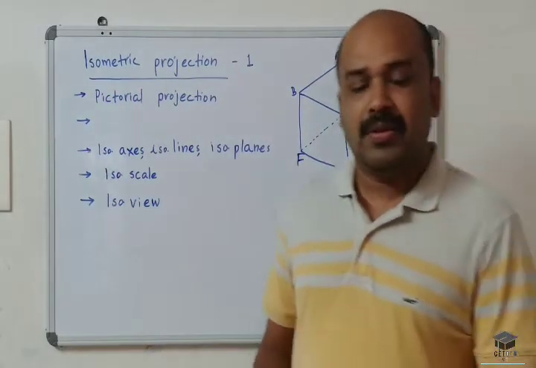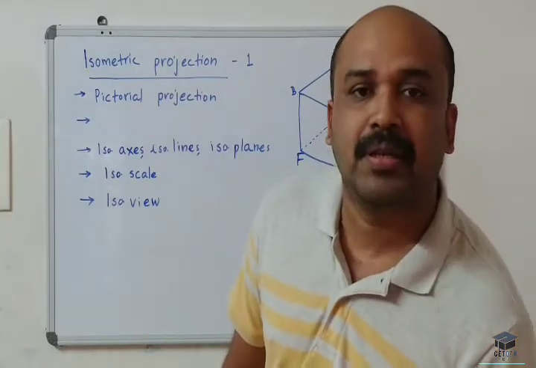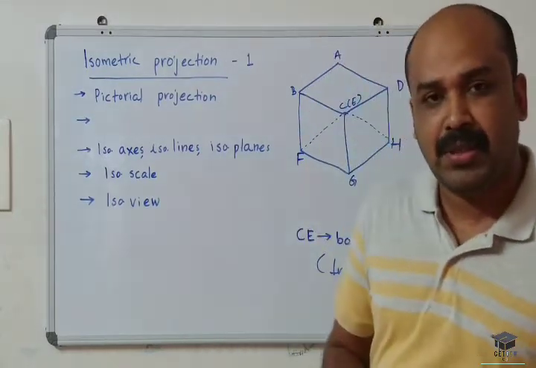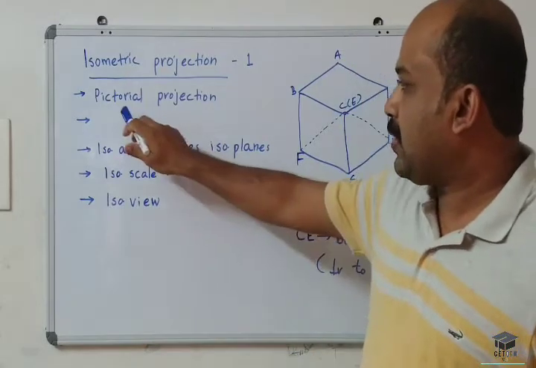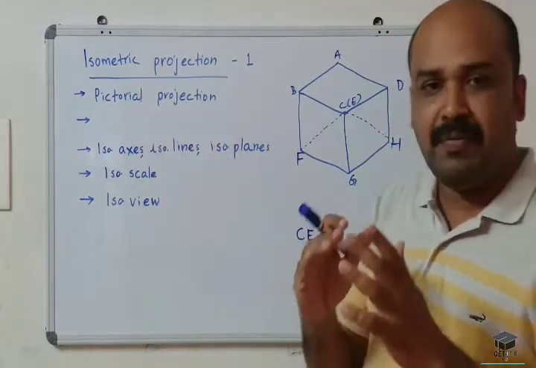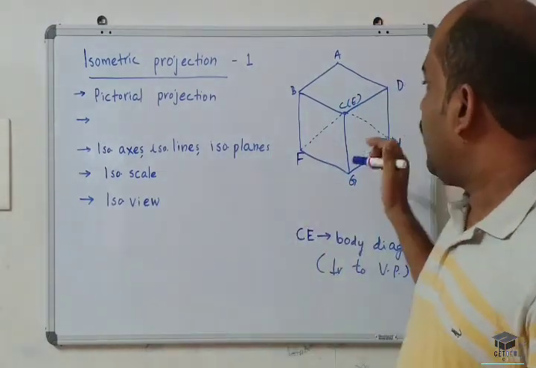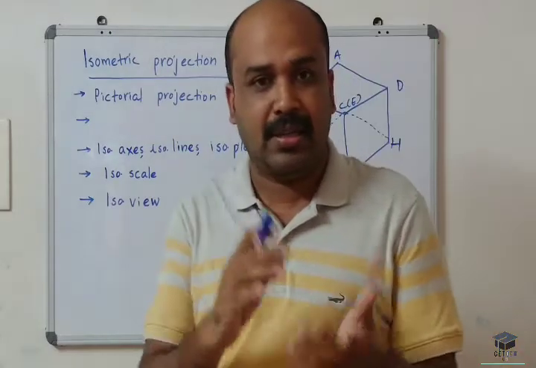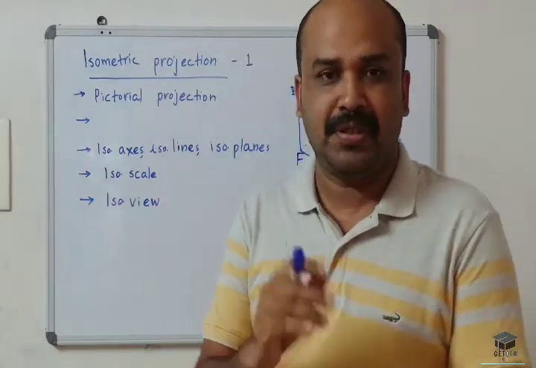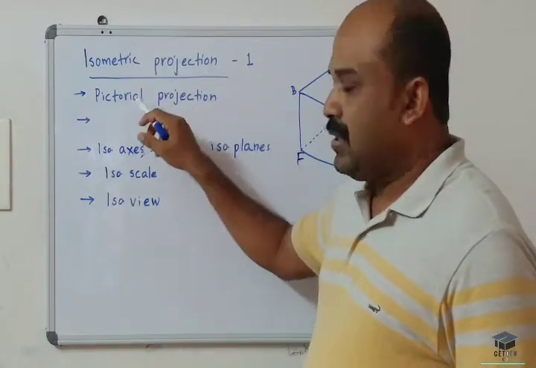Okay, so in this session we will discuss isometric projection. It's a different method of projection, which is a pictorial projection. Pictorial means you can get a view of the object. You can feel the object. It looks like the actual picture, so it is more realistic, you can say. So it's a different technique.